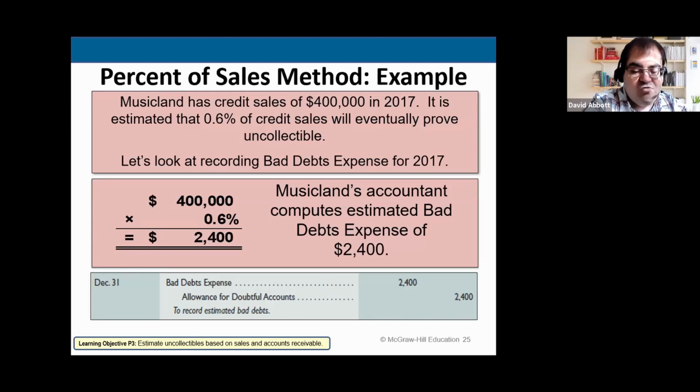The adjusting entry to record this estimated expense is shown here. The allowance account ending balance on the balance sheet for this method would rarely equal the bad debt expense on the income statement. This is because unless the company is in its first period of operation, its allowance account has a zero balance only if the prior amounts written off as uncollected exactly equal the prior estimated bad debts expense.